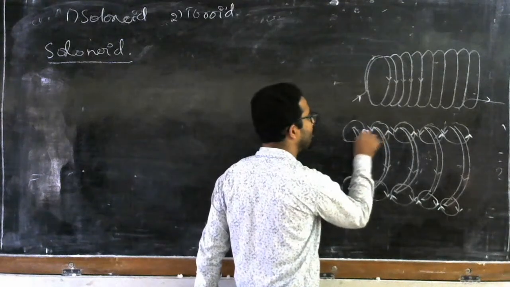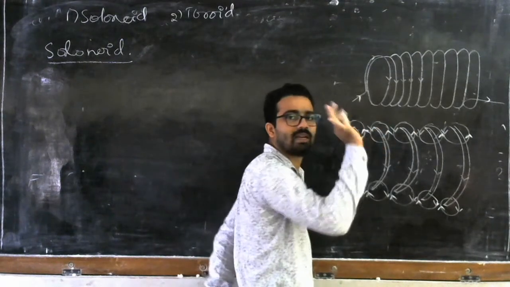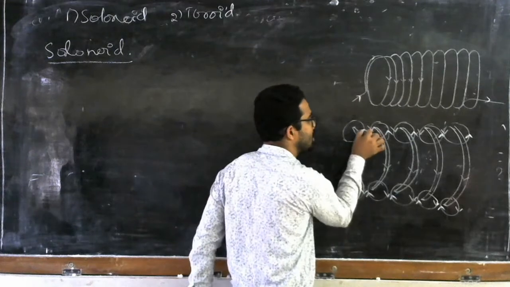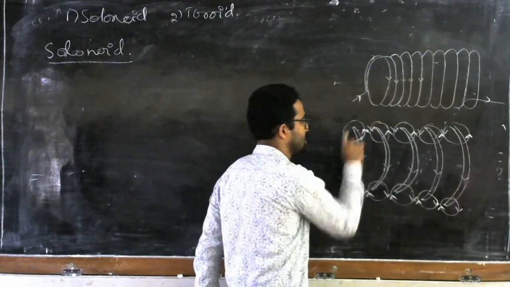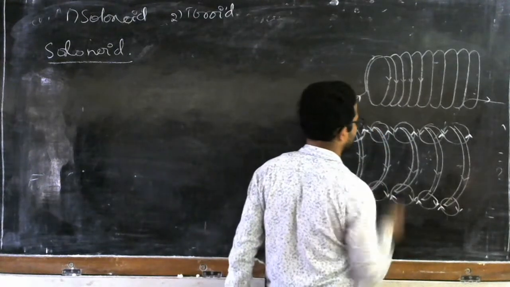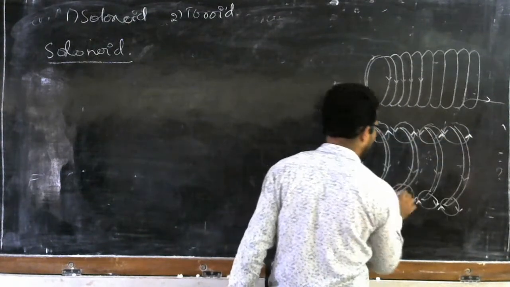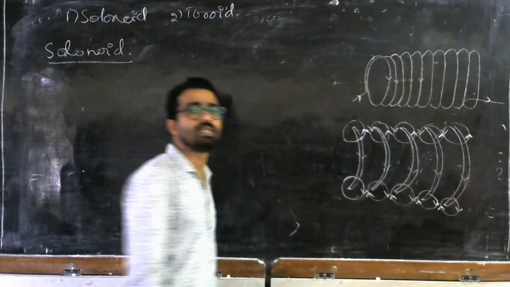So the magnetic field between the neighboring turns will be cancelled. There will be no magnetic field between these turns because directions are opposite. Direction of currents are opposite. So here, everywhere, the magnetic field is 0.